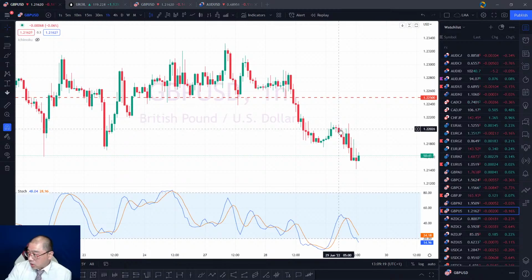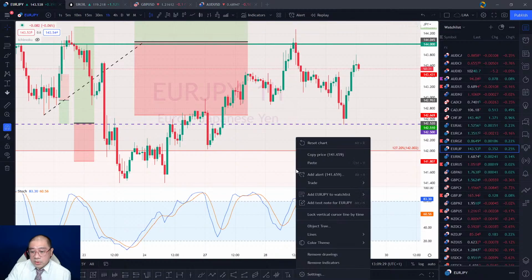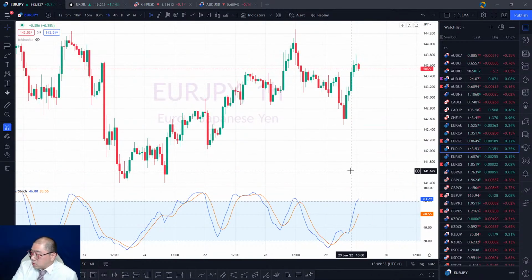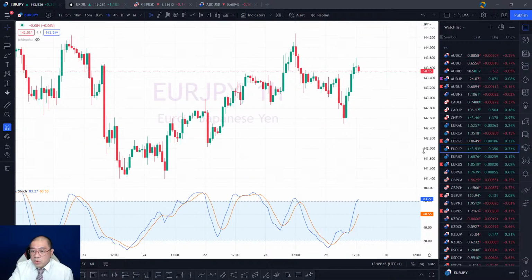But let me just answer that question on Euro Yen. A few hours ago, I opened a long position in the hourly. Let me just clear this away. Long position on the Euro Yen a few hours ago, using fib and momentum above 20, but price got turned around and it hit my stop loss.